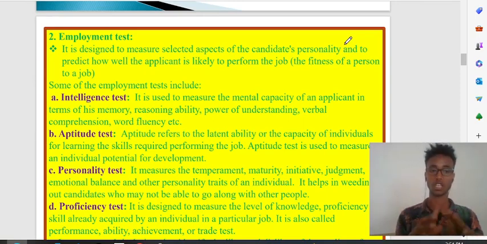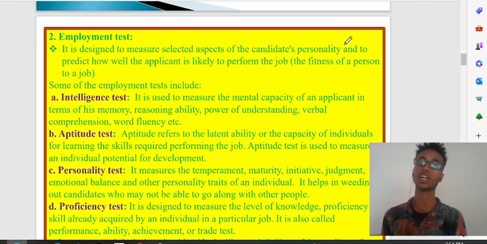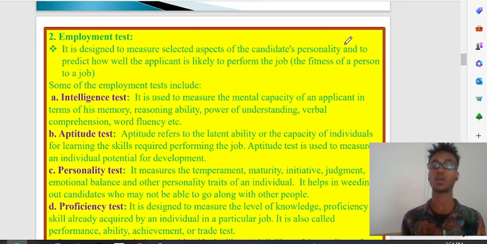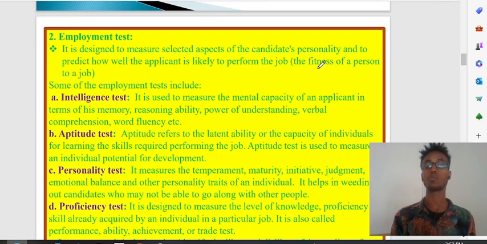The employment test is designed to measure selected aspects of a candidate's personality and predict how well the applicant is likely to perform the job, or the fitness of a person to the job.